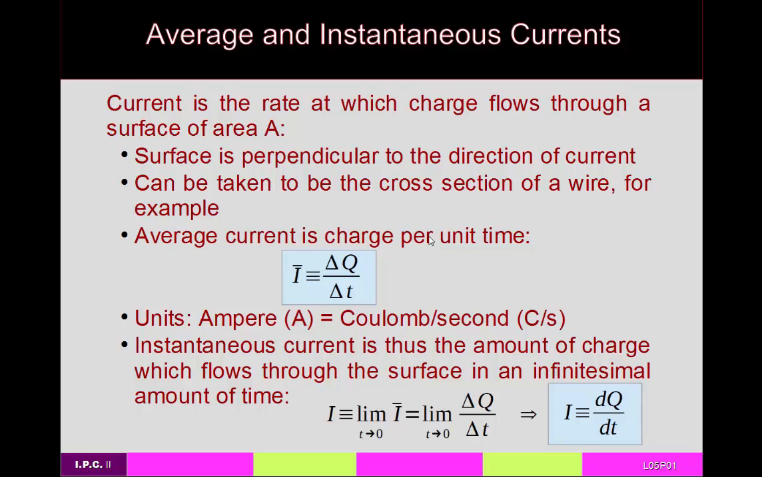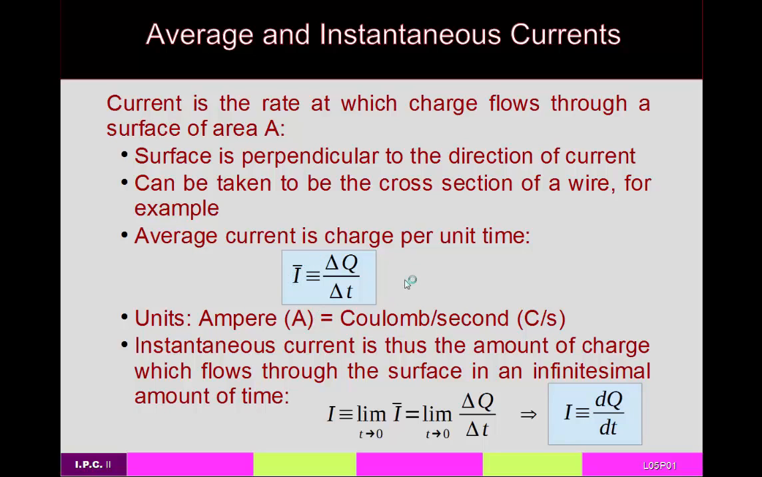The average current then is the amount of charge that passes through that cross section per unit time. So here's the average current. This is charge. This is time. Average current is delta Q over delta T, charge per unit time. And so the unit that we use for current is basically the ampere. And the ampere is defined as 1 coulomb per second.